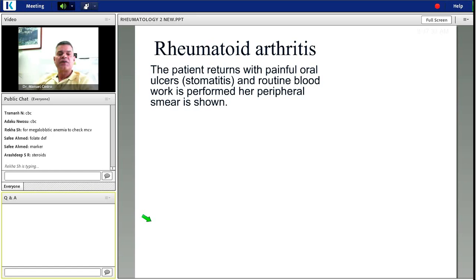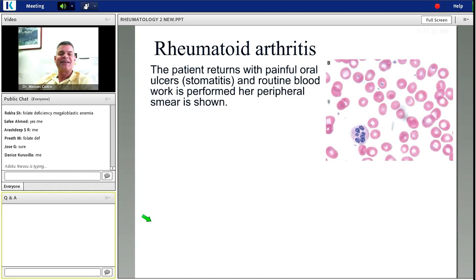Okay. Let's see. Let me have a volunteer here. Anybody wants to volunteer? Who wants to volunteer? Me. Okay. Arashdeep. Let's see here. Okay. So what do you have here, Arashdeep? What do you have?